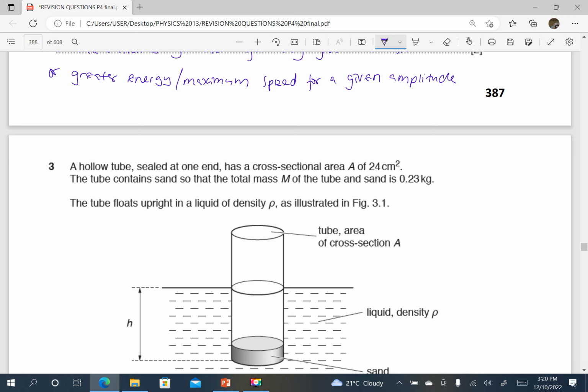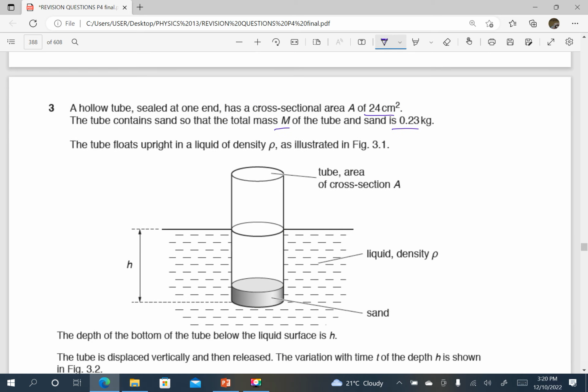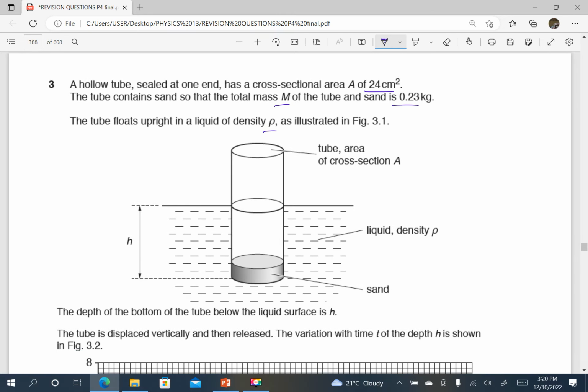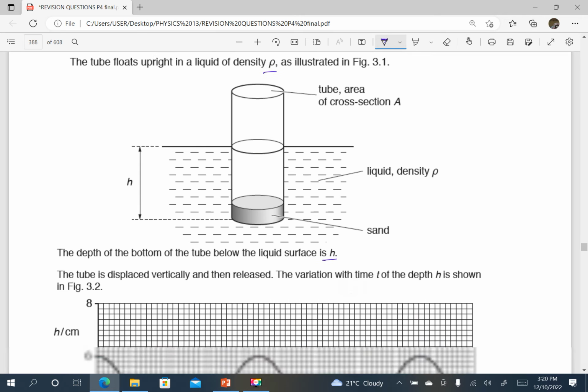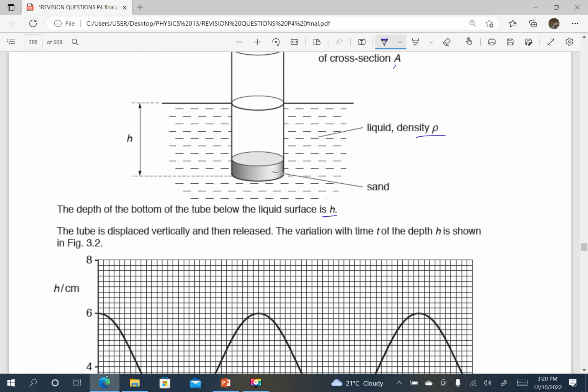A hollow tube sealed at one end has a cross-sectional area of 24 centimeters squared. The tube contains sand so that the total mass M is 0.23 kilograms. The tube floats upright in the liquid of density rho as illustrated here. The depth of the bottom of the tube below the liquid surface is h. What is varying? The density is rho, cross-sectional area is A, depth is h.